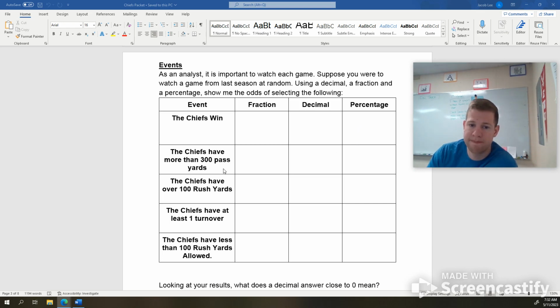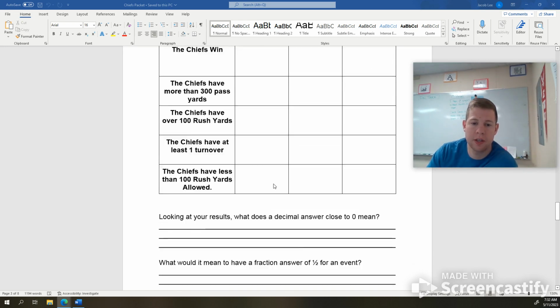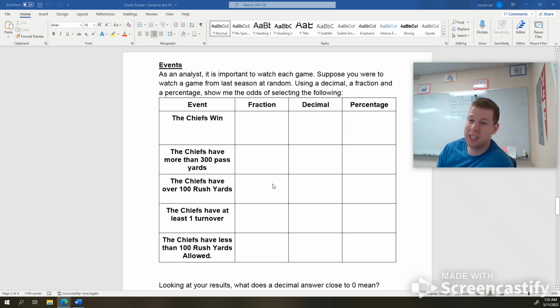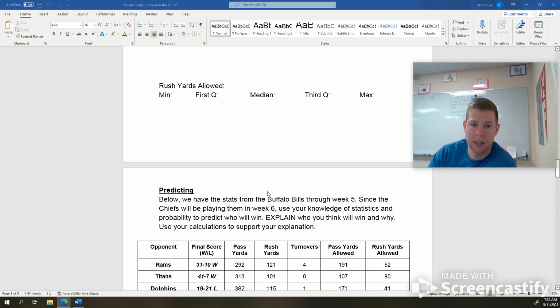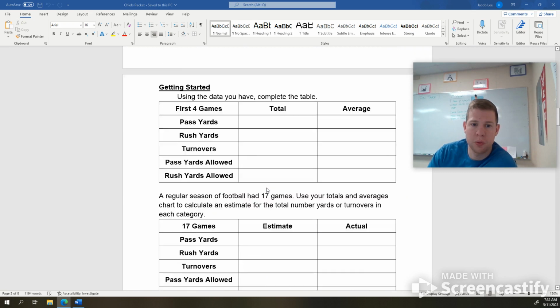I'm going to walk you through 2 of them, 3 of them, depending on how long this video is, and call it good. That should be enough to get us started. The next page is very similar with one slight difference though. So watch that other video about it just to catch that difference before you start on the next page. But my first event was the Chiefs winning.